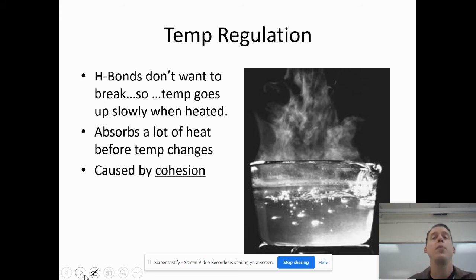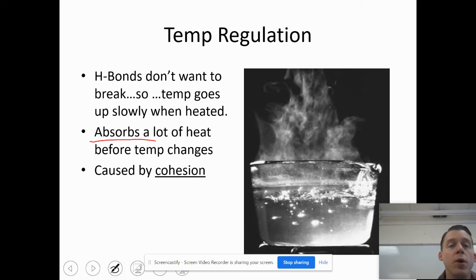All right. We also have temperature regulation. Hydrogen bonds don't break very easily. They don't want to break, and breaking the hydrogen bonds is required in order for water to heat up, and therefore water does not heat up very quickly. Water heats up slowly, right? A watched pot never boils. It takes a long time for water to boil because the heat has to break those hydrogen bonds first.